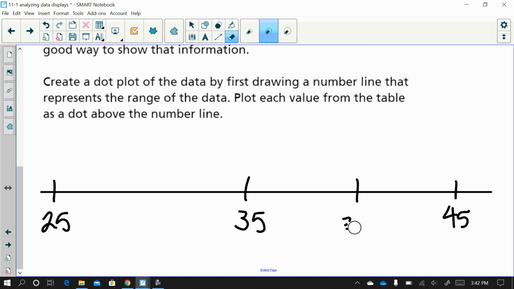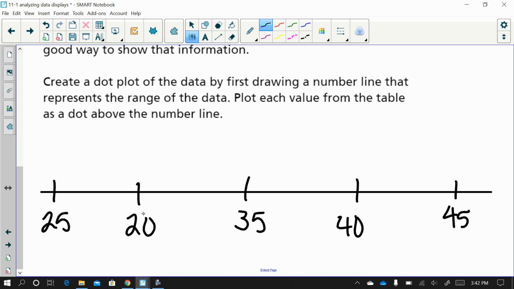Oops, I want to make that 40. And then you just try to make it as even as you can. Goodness gracious, that should be a 30. I can't count today, guys. I apologize. Okay, so 1, 2, 3, 4, 5, 6, 7, 8, 9, 10. 1, 2, 3, 4, 5. 1, 2, 3, 4, 5. Okay, that doesn't look too bad.